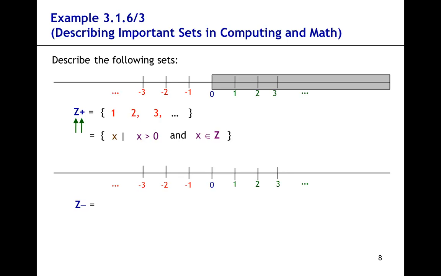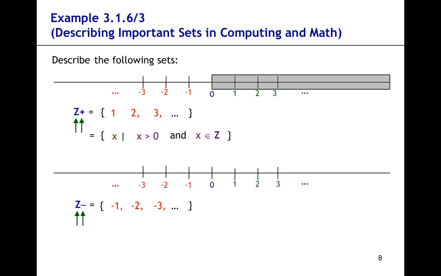Next, we look at Z minus. Z means integer, or all the whole numbers. So Z minus means all the negative whole numbers. On the number line, we are talking about these numbers only. Previously, we listed out the set quite easily, like this. But how can we describe this set?